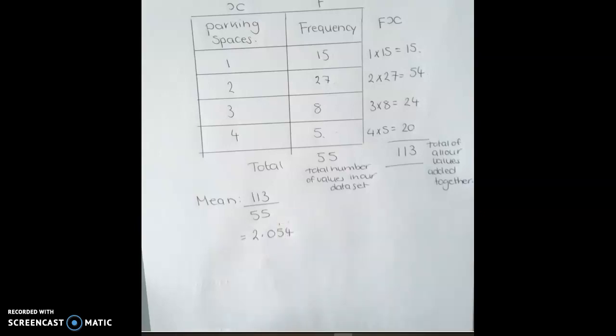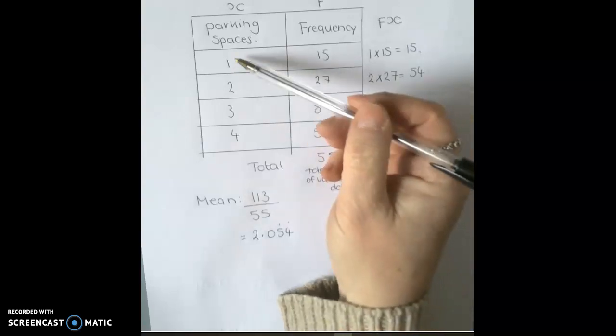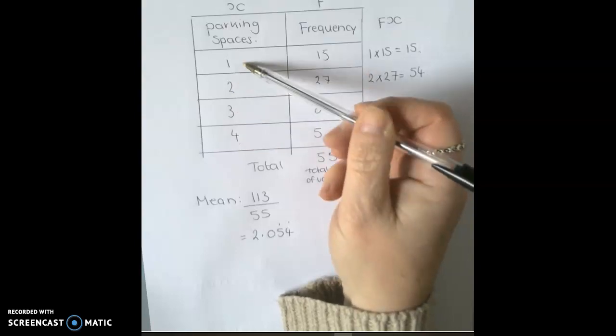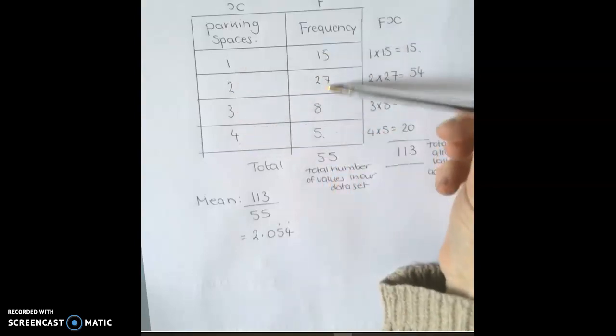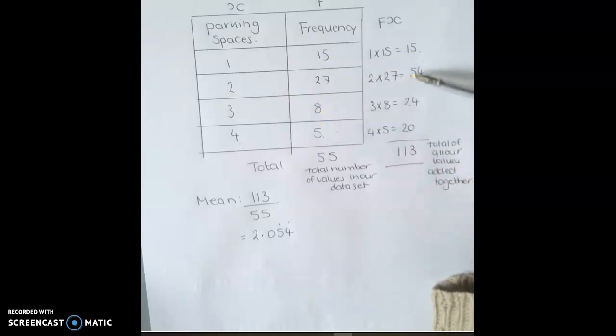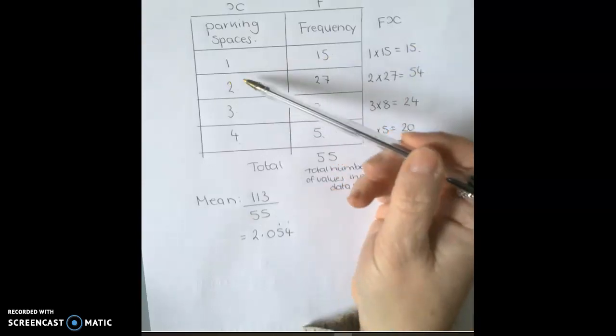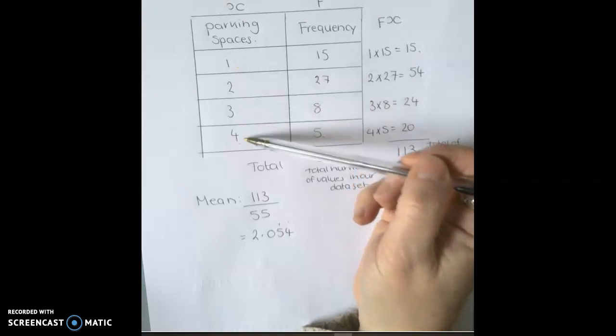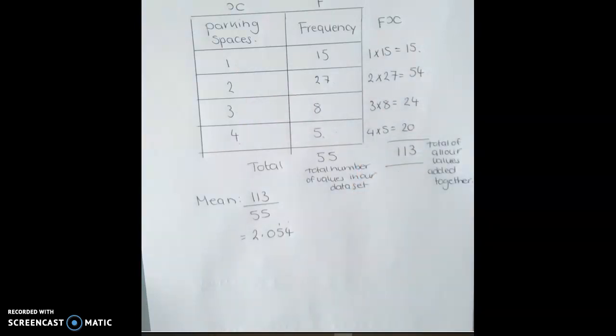2.054 recurring. Okay, now you may think, well, hang on a minute, that doesn't make any sense because we've got 113 here and we've got 55 here. So why is it only 2.054? But you have to think about what it is you're working the mean out of. You're working out the mean number of parking spaces. So you're not working out the mean of these numbers or the mean of these numbers. You're working out the average number of parking spaces that were counted.